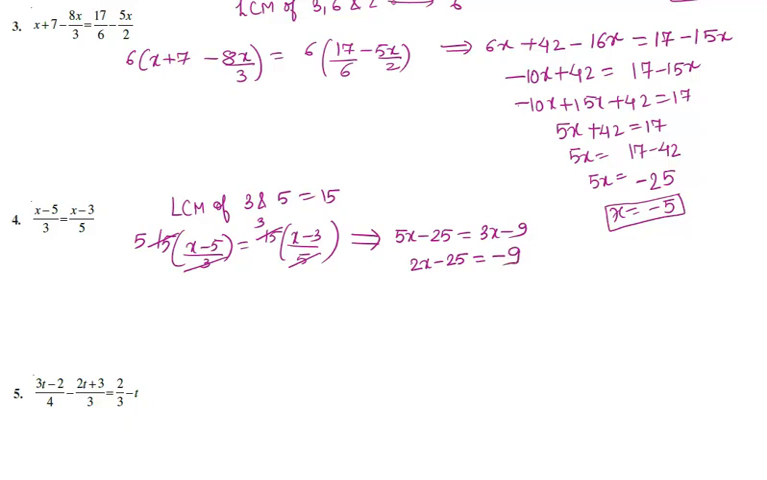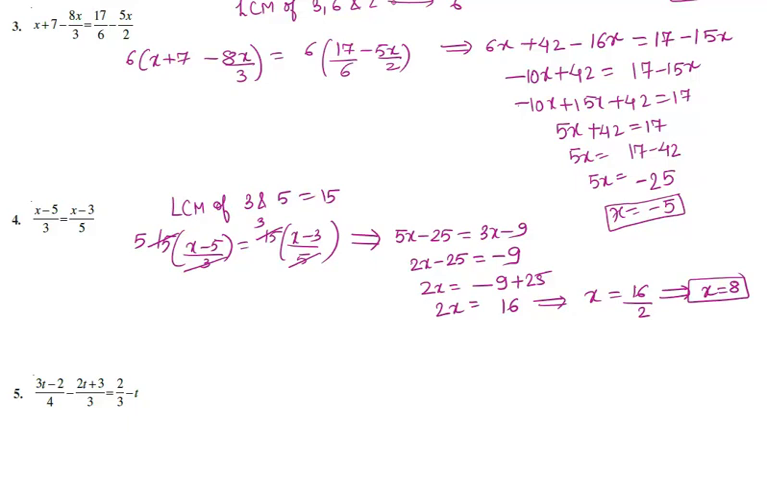Now let us add 25 on both the sides. So you have minus 9 plus 25 on the right. Now the result over here would come as 16 and then you divide by 2 on both the sides. So you get 16 over 2 and your final answer for x would be 8.